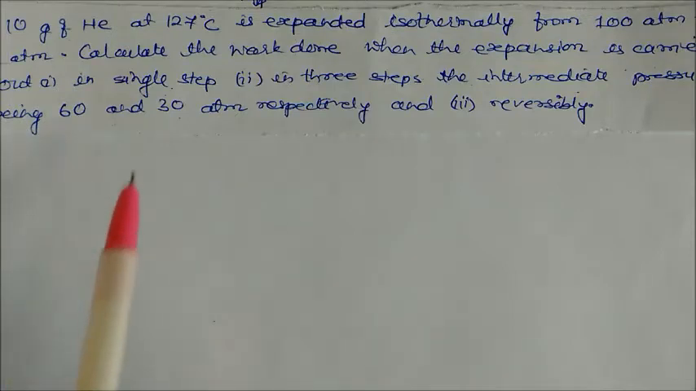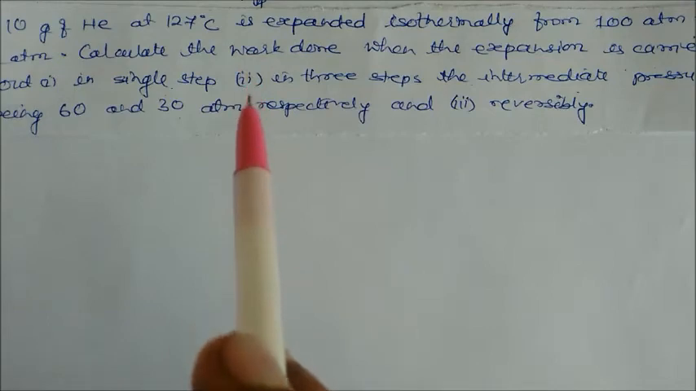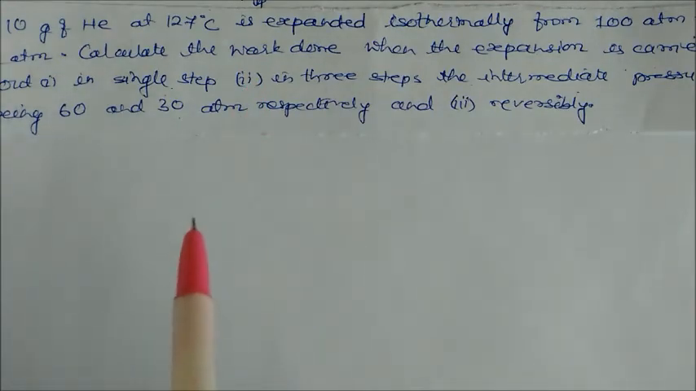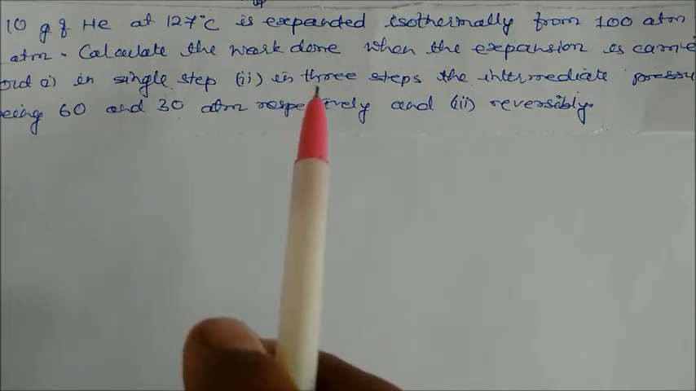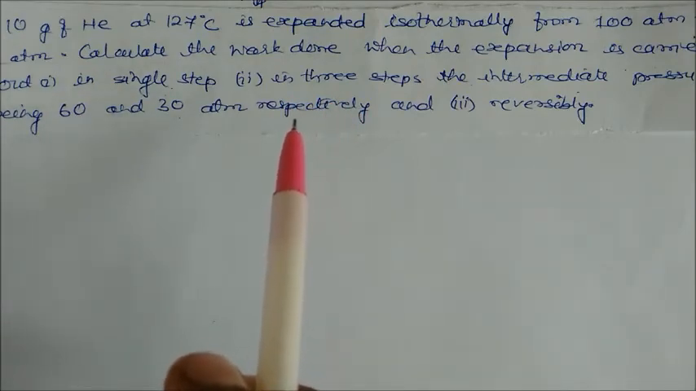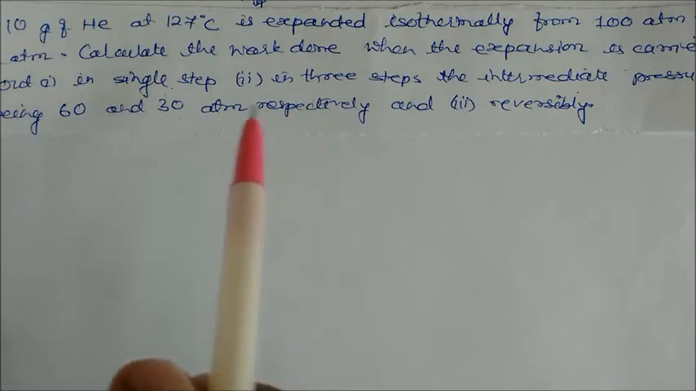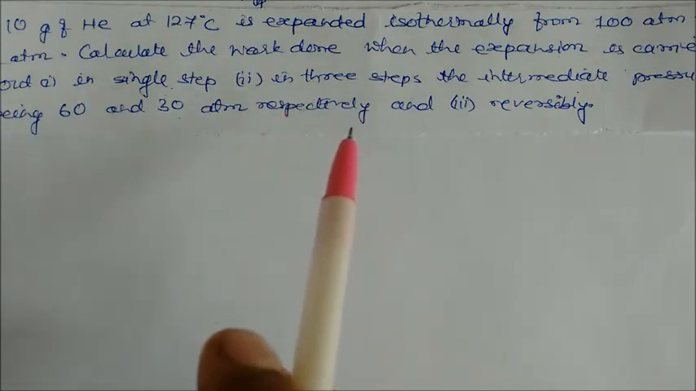10 gram of helium at 127 degrees centigrade is expanded isothermally from 100 atmosphere to 1 atmosphere. Here pressure decreasing means it is expansion. Calculate the work done when the expansion is carried out. First is in a single step, second is in 3 steps, the intermediate pressures being 60 and 30 atmosphere respectively, and third is reversibly. So we have to find out 3 questions: one is the single step, then in 3 steps, and third is reversibly.